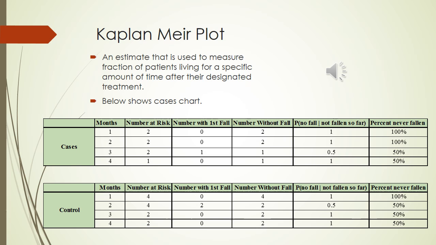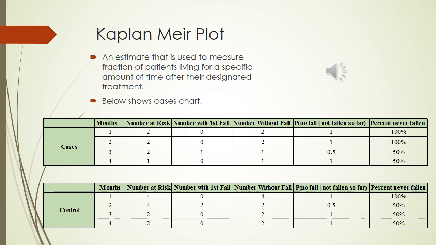Using the data that was collected, based on the ranges that we got, we can come up with some additional tables that will help us do the Kaplan-Meier plot. So technically, what is the Kaplan-Meier plot? It's basically an estimate used to measure the fraction of patients living for a specific amount of time after their designated treatment. As you can see below, I have two different tables, one for the cases and one for the controls.